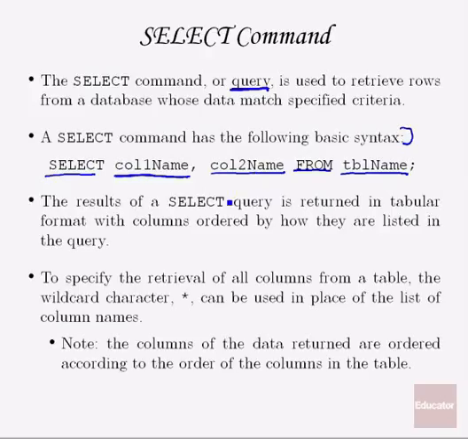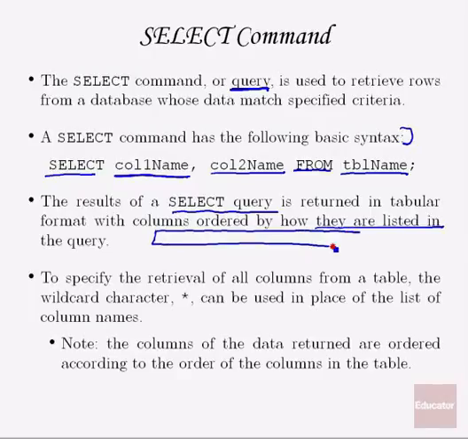The SELECT query returns its results in a tabular format, ordered by how the columns are listed in the query. For example, if we ran this query, we would get a result, called a result set. It's basically a table of data, and it would have two columns in it, because we specified two columns that we want to retrieve data for, and then it would have the values of each row in the table.